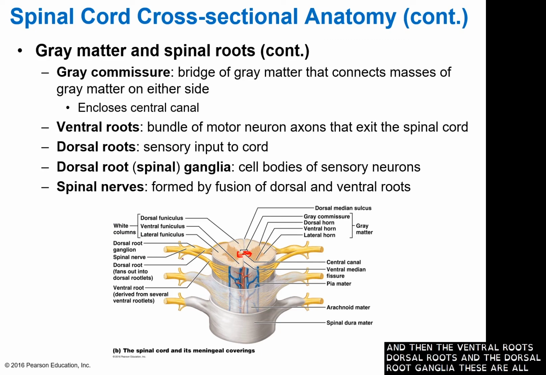These are all input information. So it's dorsal root ganglion. Just so we have the nomenclature down, a ganglion is a cluster of cell bodies in the peripheral nervous system. A nuclei is a cluster of cell bodies in the central nervous system. And then after that, we become spinal nerves, which are next chapter.